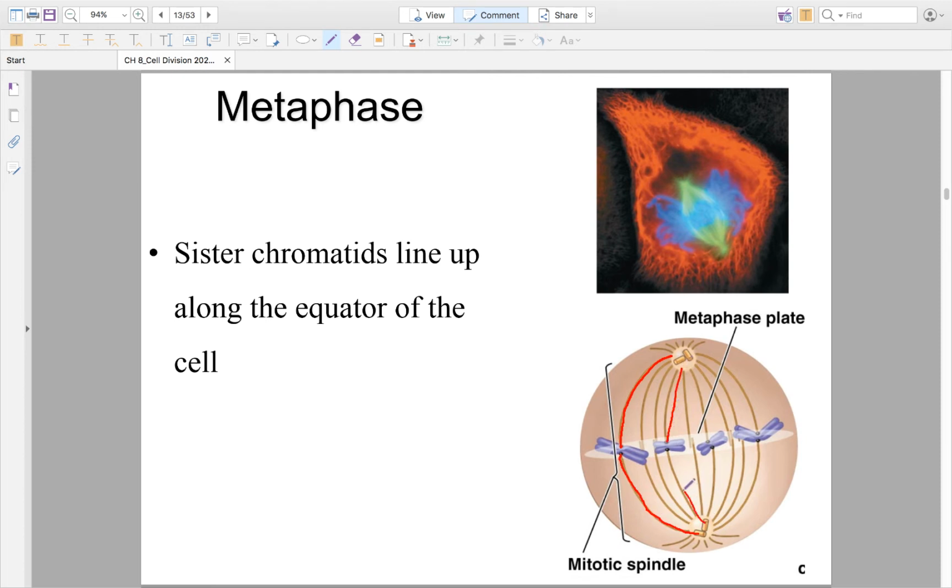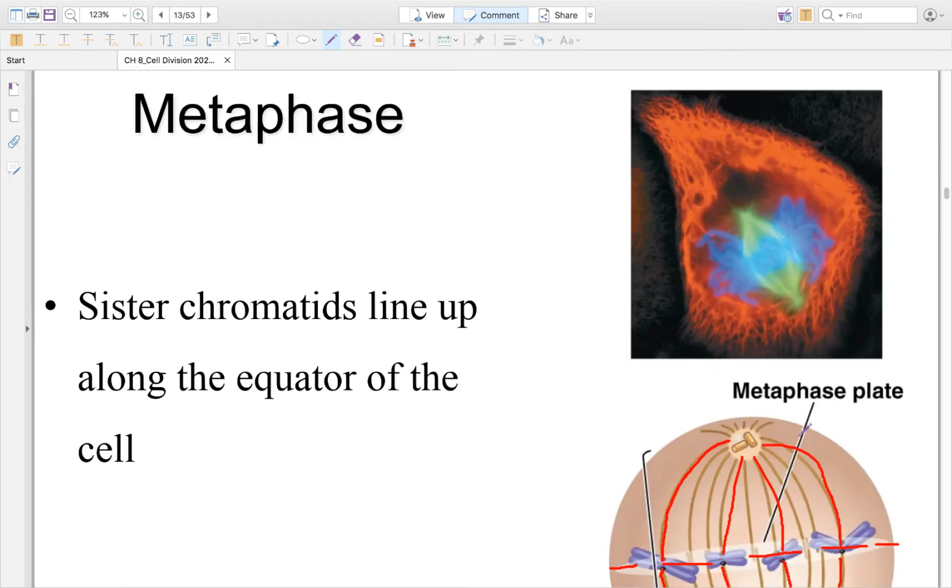Now, they have full control over the chromosomes right now. These are technically sister chromatids. And what they're going to do is push and pull and move and align all of the sister chromatids at the equator of the cell.